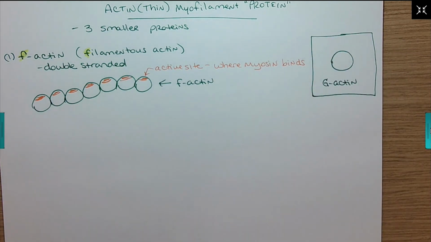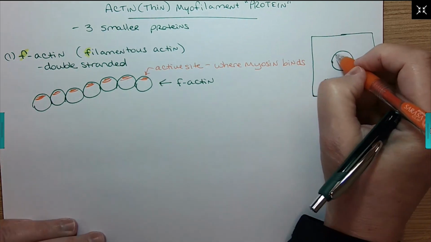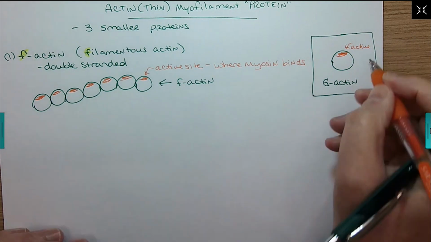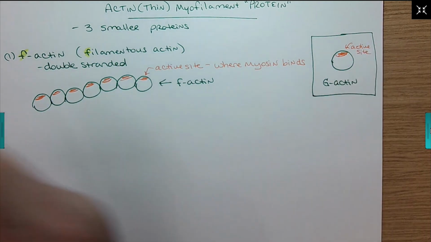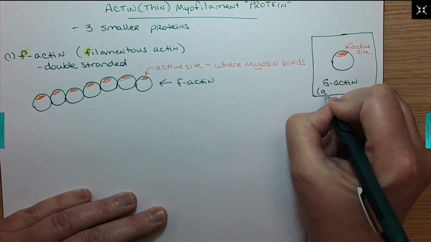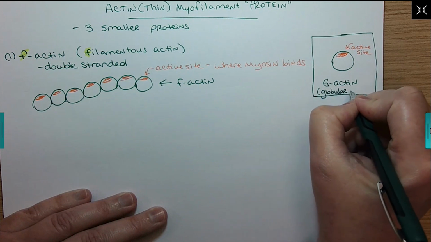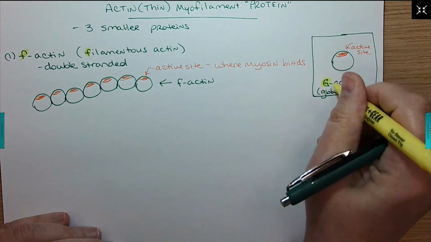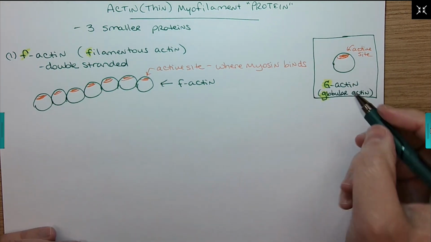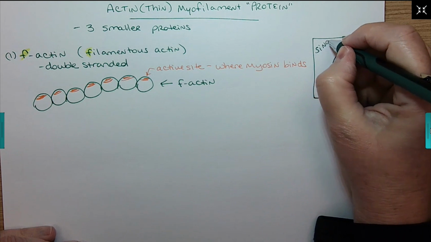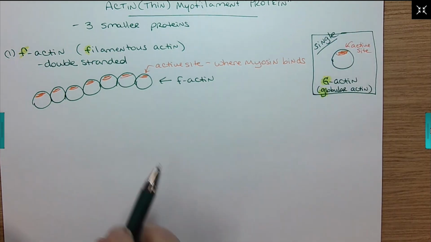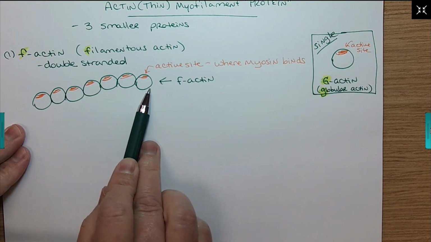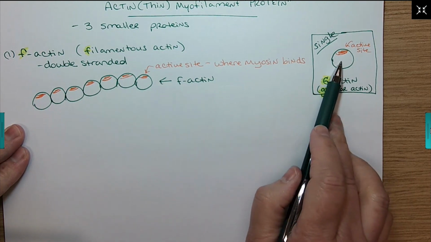there is a thing called G-actin. Again, it's still got its little active site. The only difference is the G stands for globular actin. And this is basically just a single one. See where the filamentous actin is many of these globs stuck together? The G-actin is just an individual.